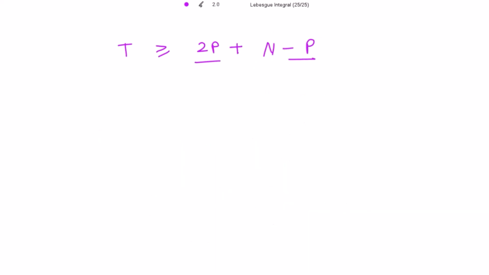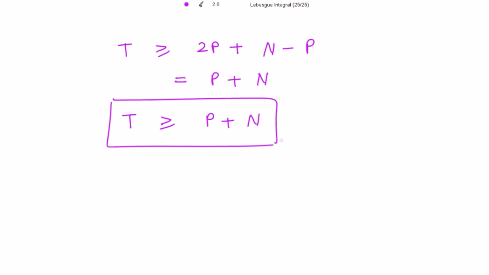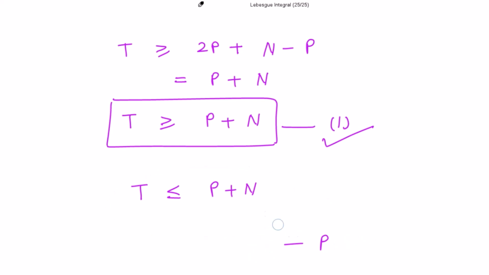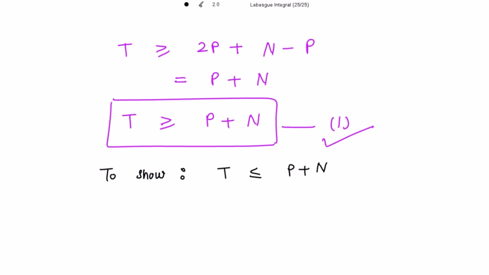So 2p minus p becomes capital P. So this further equals 2p minus p is p plus n. So we have got T greater than or equal to P plus N. We have proved this. Let me mark this as 1. Required to prove that T is less than or equal to P plus N. If I prove this, then from 1 and this result, we can say that T is equal to capital P plus capital N, right? So required to show that T is less than or equal to P plus N. This we need to show now, right?